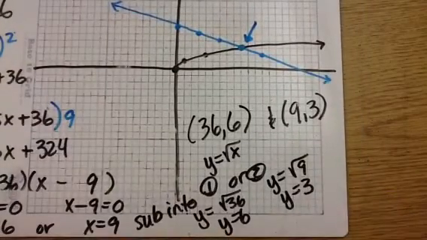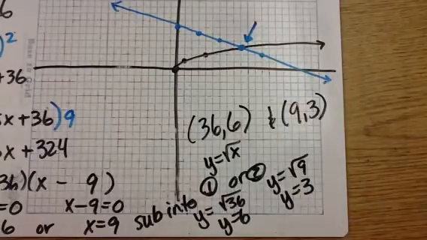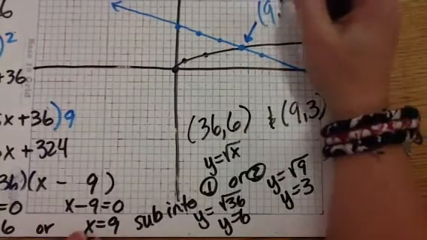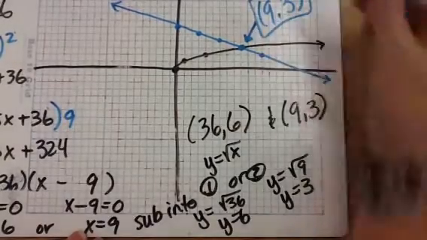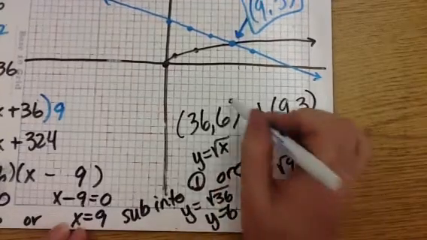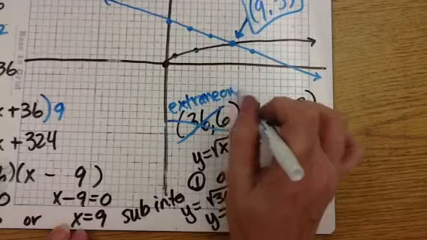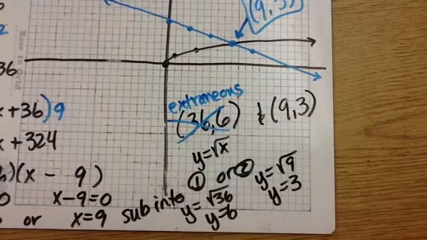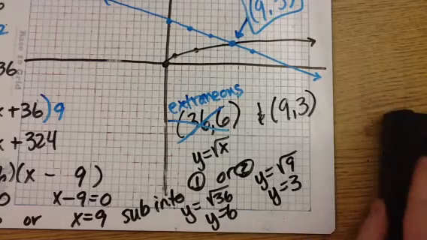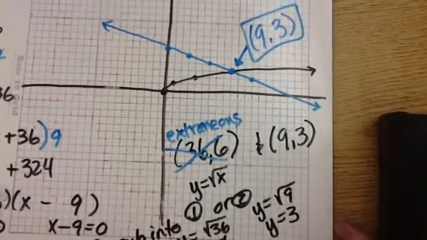In looking at my graph, though, I can see that I only have one solution right there at 9, 3. The other solution, 36, 6, is what we call extraneous. Remember that you can have extraneous solutions anytime you square both sides of an equation. So that happened here. So our only solution is 9, 3.